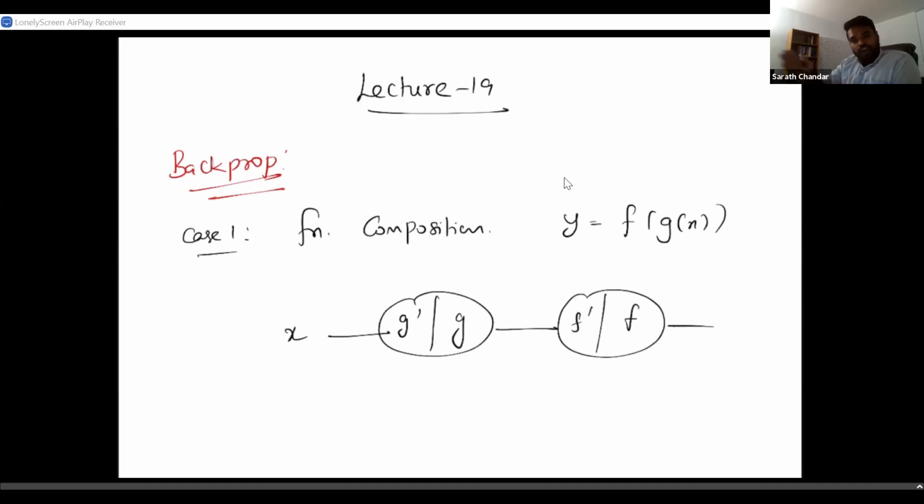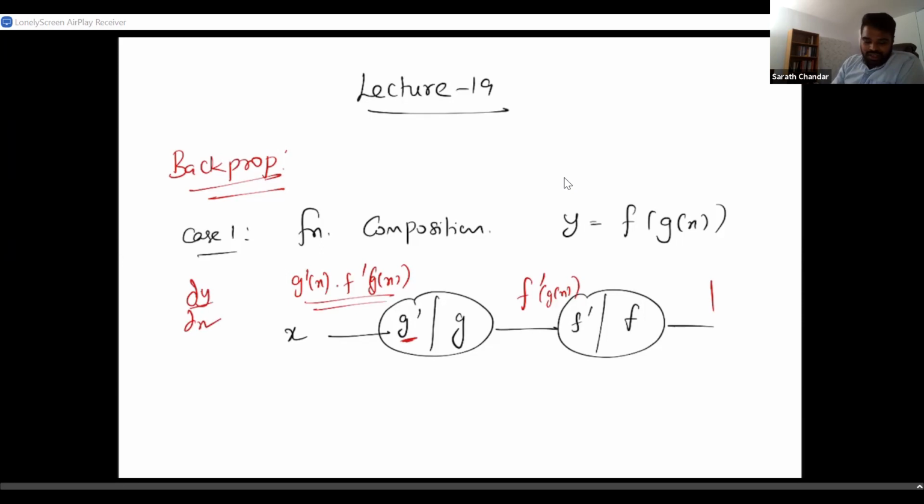Now, if you run this network forward, you get G of X, and then you get F of G of X. Now, let's see how to run this network backward. If you want to run this network backwards, you will put a 1 here. You'll multiply 1 with F dash, so it becomes F dash of the input. So this is F dash of G of X, okay? Then you multiply this with the G dash here. So finally you get G dash of X multiplied by F dash of G of X, okay? Now this is exactly the derivative of this function y with respect to x, right? This is exactly dy by dx.